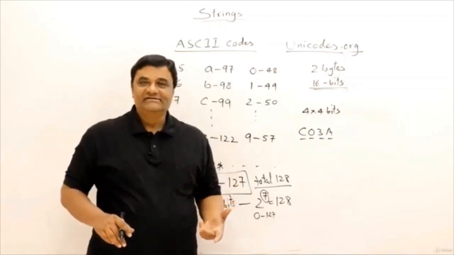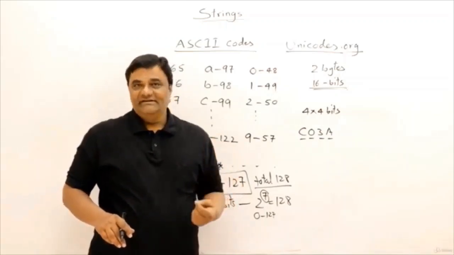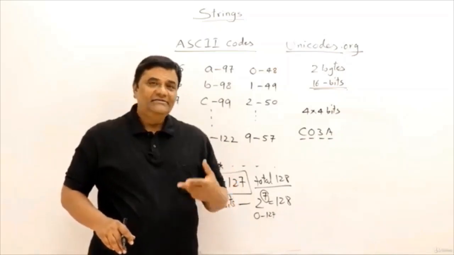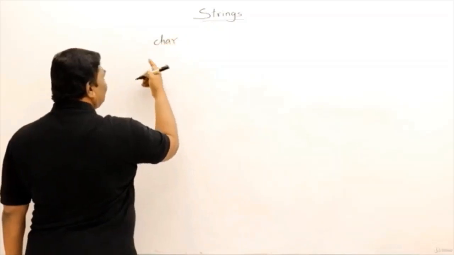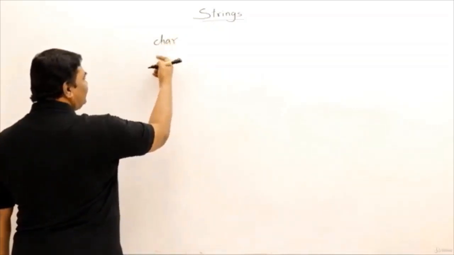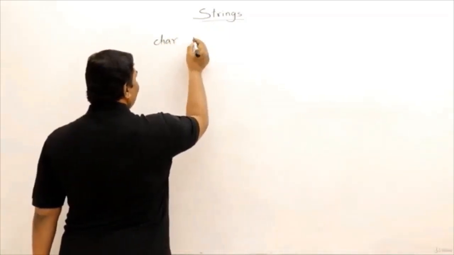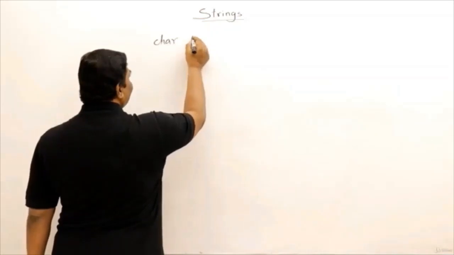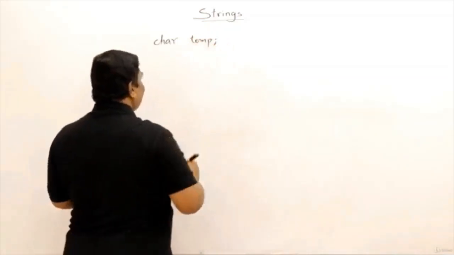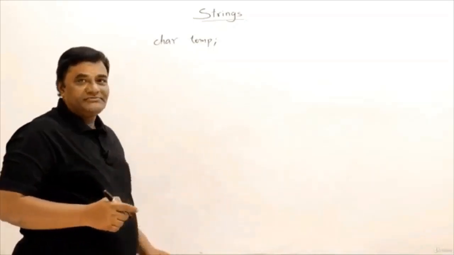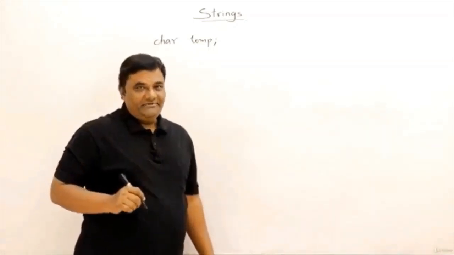Next, let us understand how a character is represented and what a character array is. Then we will learn about strings. Let us see how to declare a character type variable in C and C++. Our data type is char. Suppose I declare a variable named temp. Now this temp is a variable of type character. How much memory does it consume? It takes 1 byte of memory.